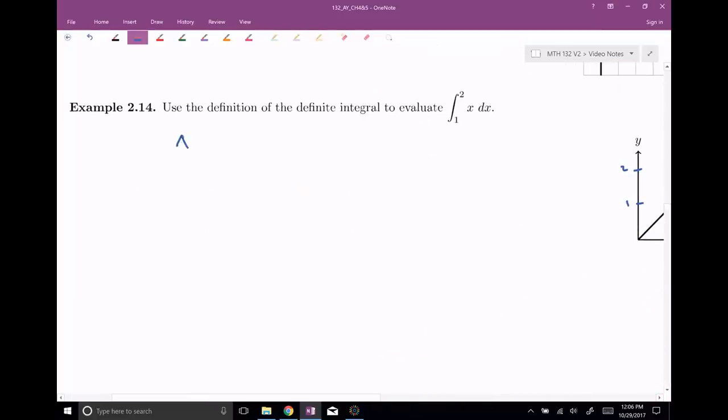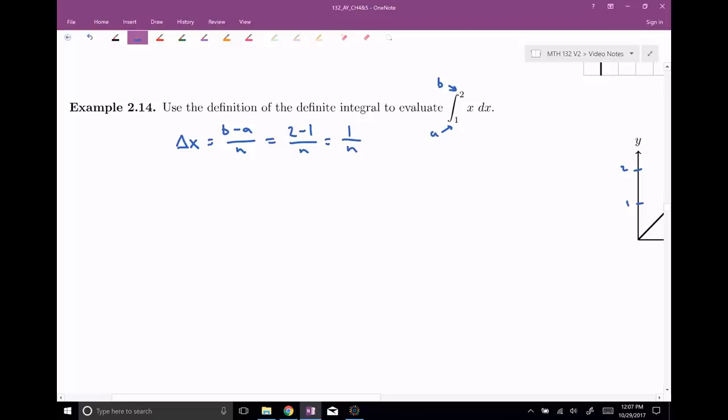All right, so our first thing, as usual, is to calculate delta x. So delta x in this case is going to be b minus a over n, because again, we're using n rectangles here to get the actual area. And so b is going to be 2, a is going to be 1, so this is going to be 2 minus 1 over n, that's just going to be 1 over n.